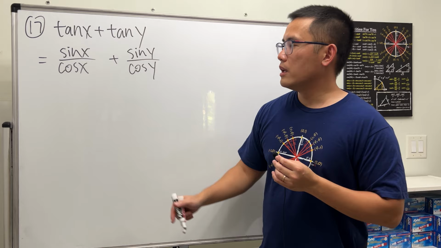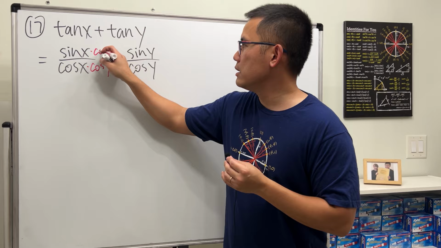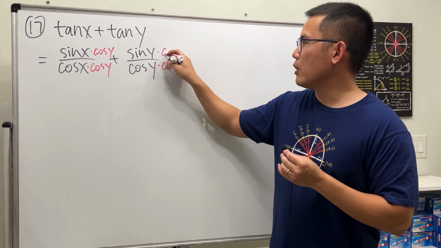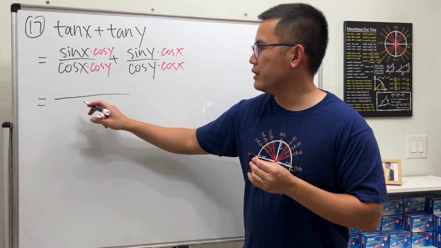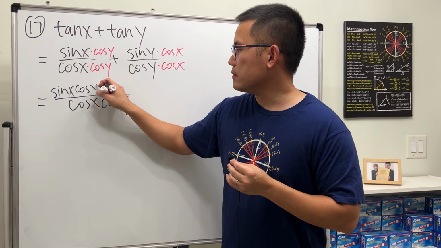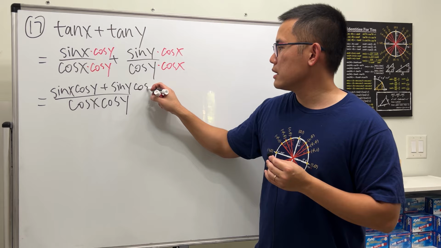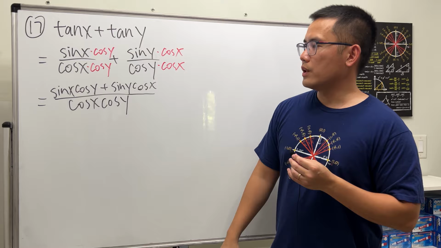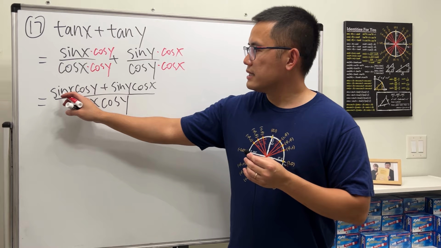For the first one, let's multiply this right here on the bottom and also on the top. For this one, let's multiply cosine x on the bottom and also on the top. Now they have the same denominator, so we can put this as cosine x times cosine y. And then for the top, we have sine x cosine y plus sine y cosine x. What can we do right here though? If you look at the top carefully, sine x cosine y, sine y cosine x. How does that sound to you?